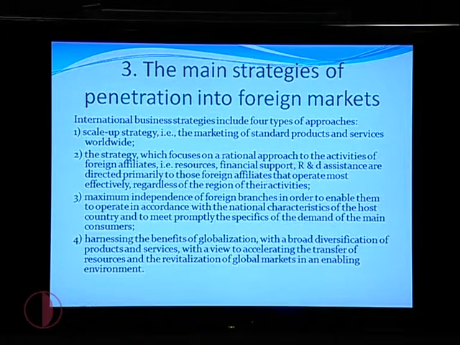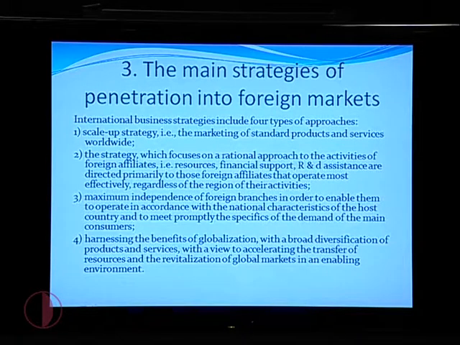The second is the strategy which focuses on a rational approach to the activities of foreign affiliates. Resources, financial support, and R&D assistance are directed primarily to those foreign affiliates that operate most effectively, regardless of the region of their activities. The third one is maximum independence of foreign branches in order to enable them to operate in accordance with the national characteristics of the host country and to respond promptly to the specifics of the demand of the main consumers.